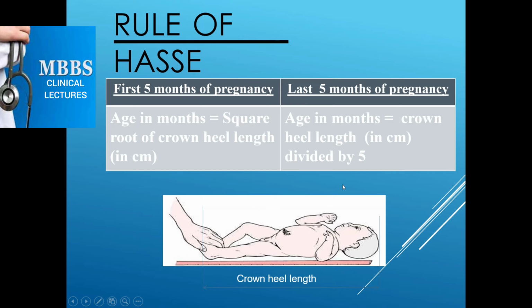In the last 5 months of pregnancy, we calculate age in months as the crown heel length in centimeters divided by 5. We take the same crown heel length in centimeters after the age of 5 months of pregnancy. If the length of the fetus is 35 centimeters, then we divide it by 5. 5 sevens are 35. So when the length is 35 divided by 5, the age of the baby will most probably be 7 months.